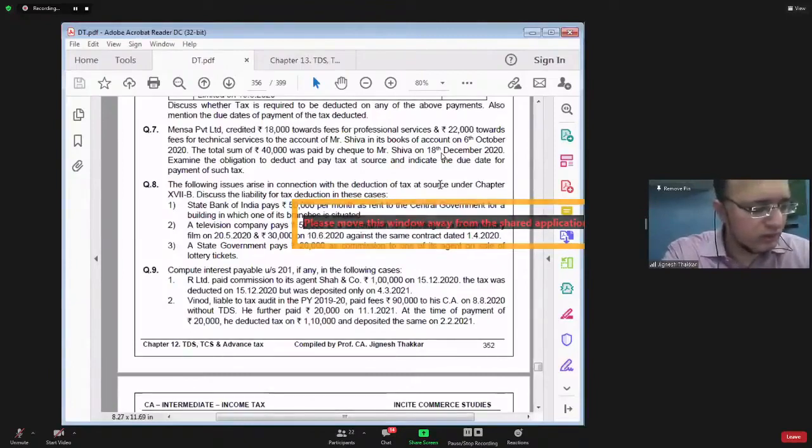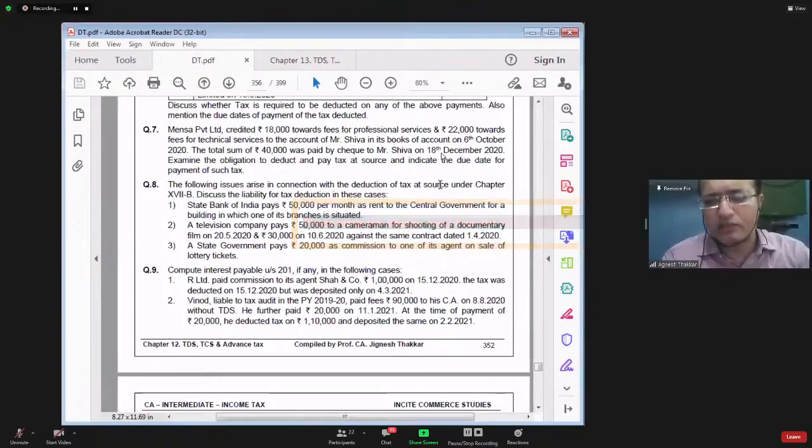Yes. What is the minimum amount not liable to TDS in case of 194J? Yes, 30,000. So whether the TDS should be deducted or should not be deducted? 30,000 is not the combined limit. 30,000 for each payment separately. 30,000 is the limit for each payment separately.